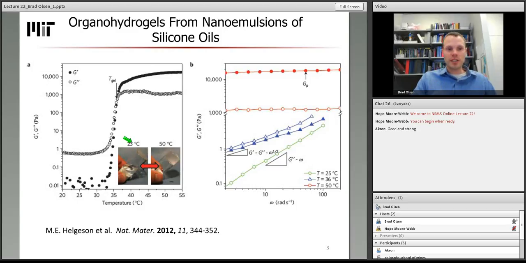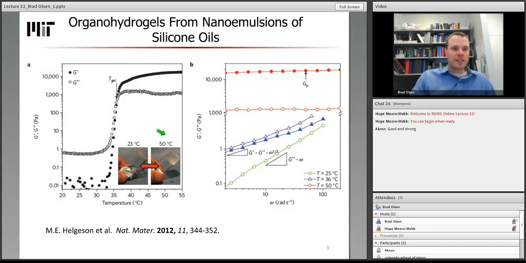So they show one of these inversion tests here, and then accompany it, what I've shown on the right-hand side, with some very detailed rheological characterization. If you just look at the image at 23C, you see the material flows. At 50 degrees C, you see it doesn't flow, and it shows solid-like behavior.